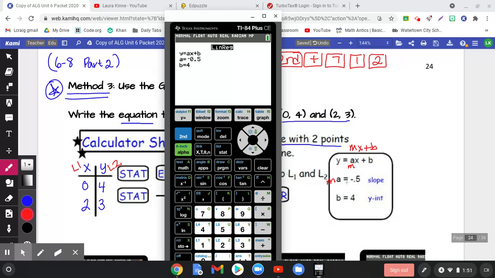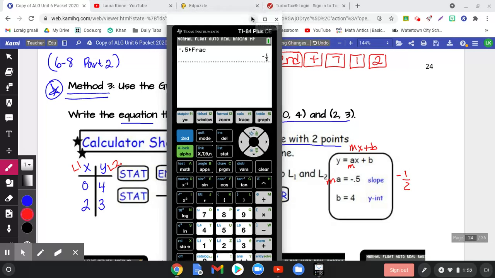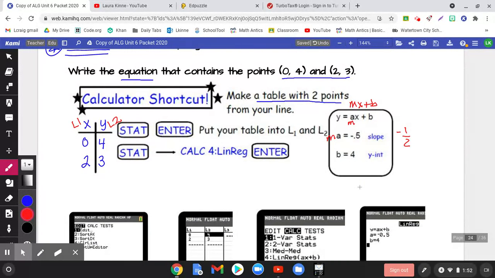Now, I know typically for slope, we write it as a fraction. So if you wanted to, you could just type in negative 0.5, math, enter, and change it to a fraction. But you might know that as negative 1/2. All right, so the calculator just gave us everything we needed. So our equation is y equals, you're following this equation exactly, but instead of writing ax plus b, we're going to plug in the numbers, negative 1/2 x plus 4.